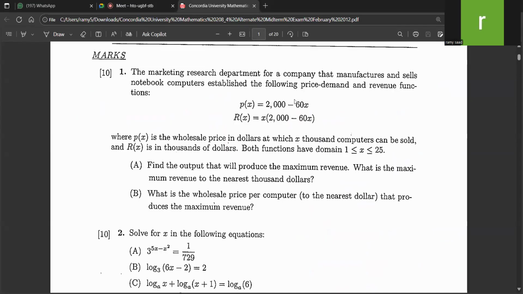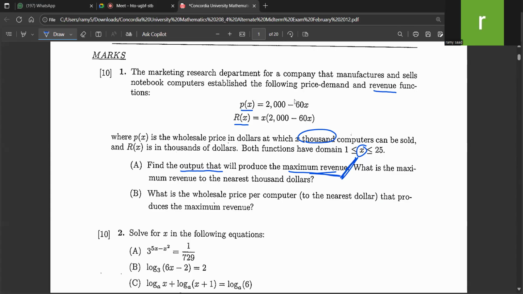So we have the price demand, which is P of X, and we have the revenue function, which is R of X, okay? X is the number of computers, in thousands, that produce revenue and price. He needs to find the output that produces maximum revenue. I will stop here. This is the first half of the question.